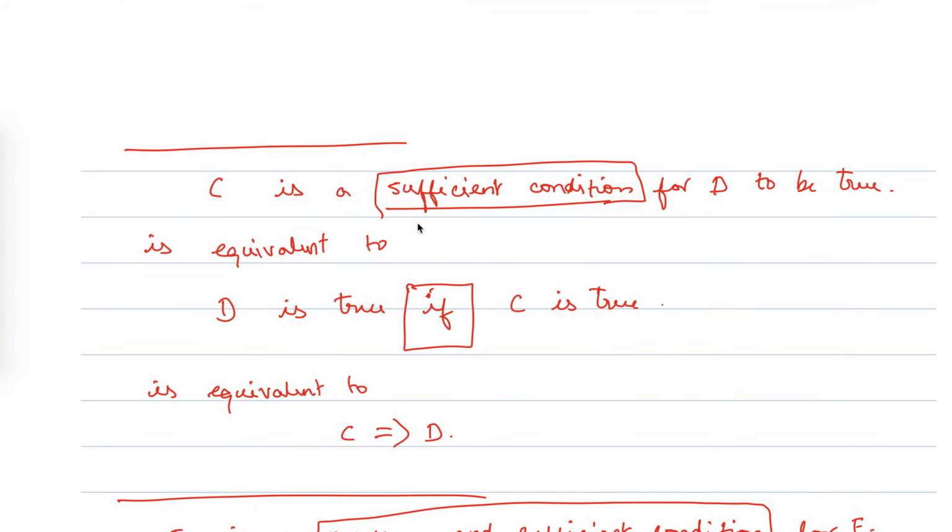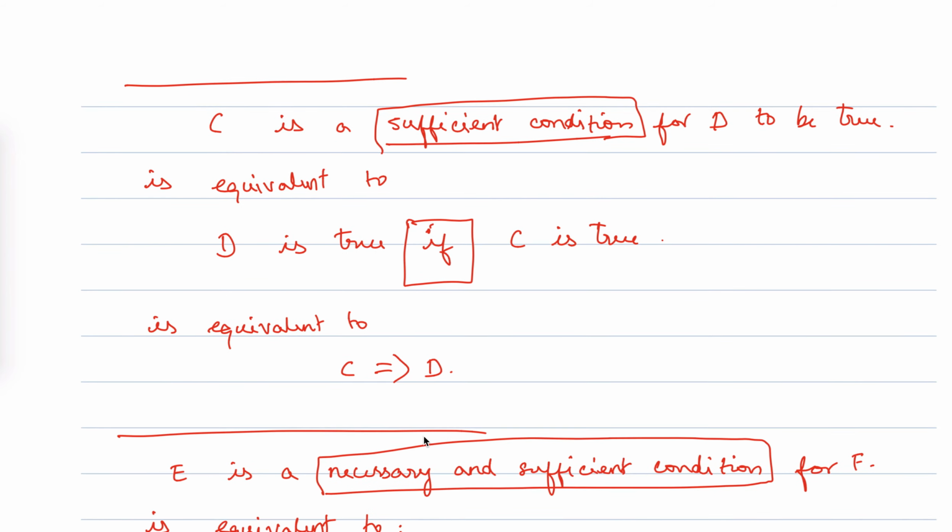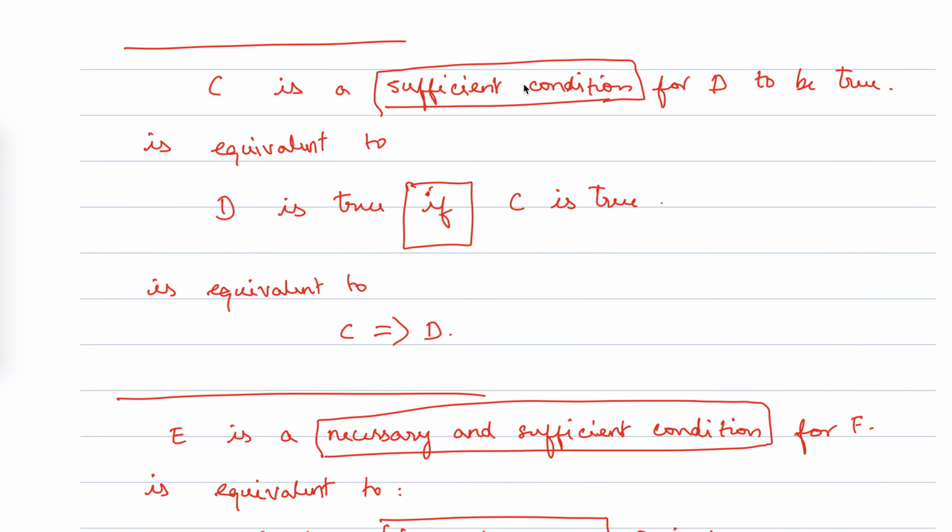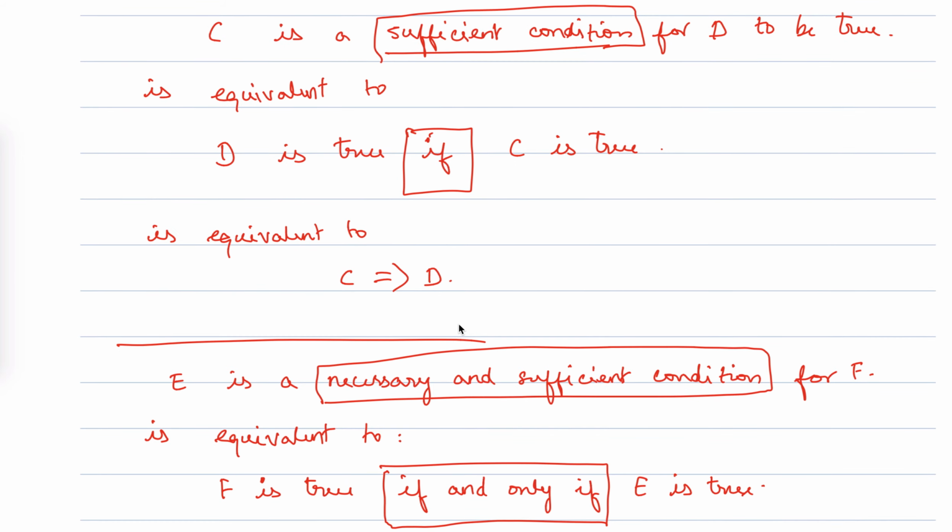And then if we say a statement C is a sufficient condition for a statement D, that statement as a whole is equivalent to saying D is true if C is true. Not only if, but if. So if C is true, D is true. That's what we mean here, equivalently. Or another way of saying that is C implies D. Okay, that's what we mean by a sufficient condition. These three things are equivalent statements.